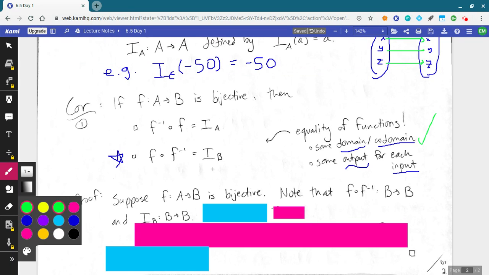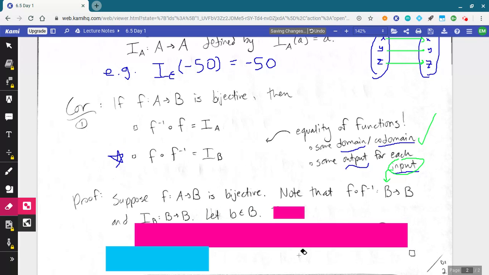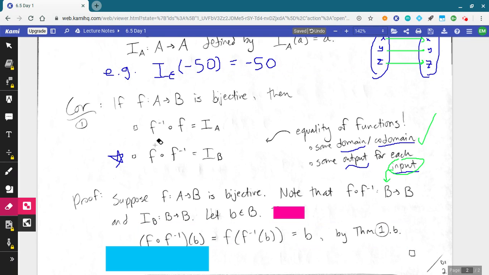Now to check that we have the same output for each input, let's choose a general input, something in big B. Let little b be in B, and let's send it through our functions. First, we'll send it through this composition on the left: f of f inverse of little b. By definition of how compositions work, this is f of f inverse of b, and that equals little b by our theorem above. We showed that.